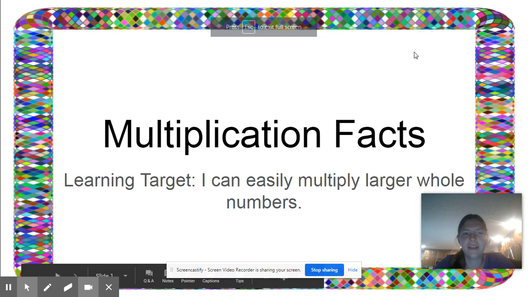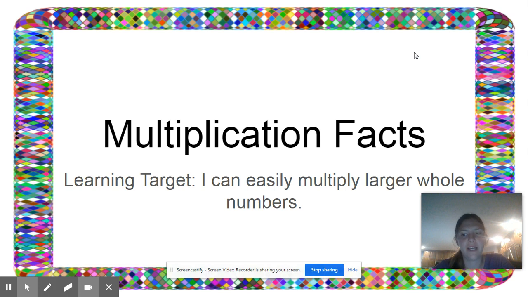Hey guys, this week we are just going to have one lesson over basic multiplication facts. Over the next 2 to 3 weeks, we are going to work up to learning the learning target: I can easily multiply larger whole numbers. So that means that we're getting to a point where we would be multiplying a 3-digit number by a 3-digit number. But before we get to those larger numbers, I'm going to work your way up one step at a time. So this week we are just practicing basic multiplication facts from 0 to 12.